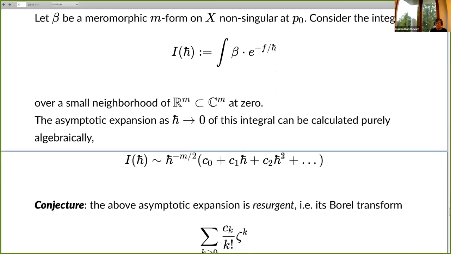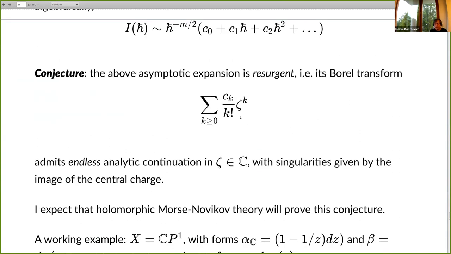And it will have some asymptotic expansion. The asymptotic expansion will start with the term coming from the Gaussian, h bar to the power m over 2, and then some series in h bar. The claim is that the coefficients of the series will grow factorially. If you make a Borel transform, dividing by k factorial, you get a generating series. The conjecture, which is the meaning of resurgence, is that this new function admits endless analytic continuations along generic paths in the complex plane, and the singularities are given by the image of the central charge, the integrals of the one-form between two zeros. It's a general conjecture, and I expect this holomorphic Morse-Novikov theory will provide a proof of it.